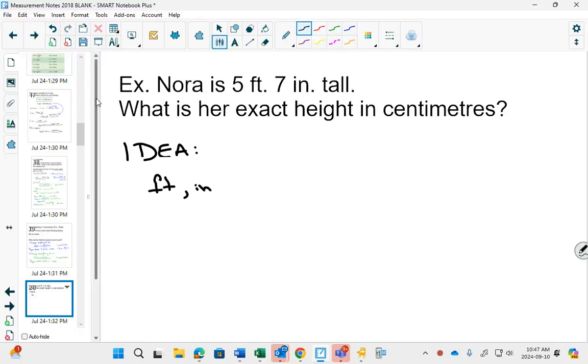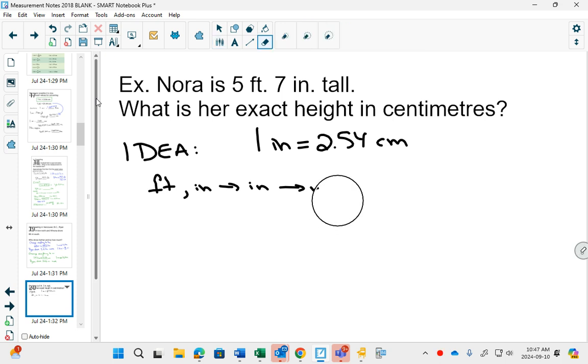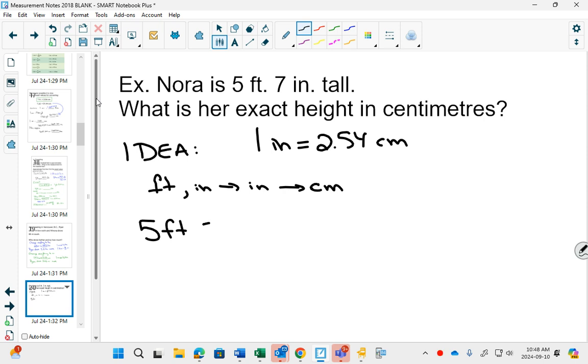I'm going to take the feet and inches and just make it inches. And because I know that 1 inch is exactly 2.54 centimeters, I can then go from inches to centimeters. So first, I have 5 feet, 7 inches. How much is that just in inches?